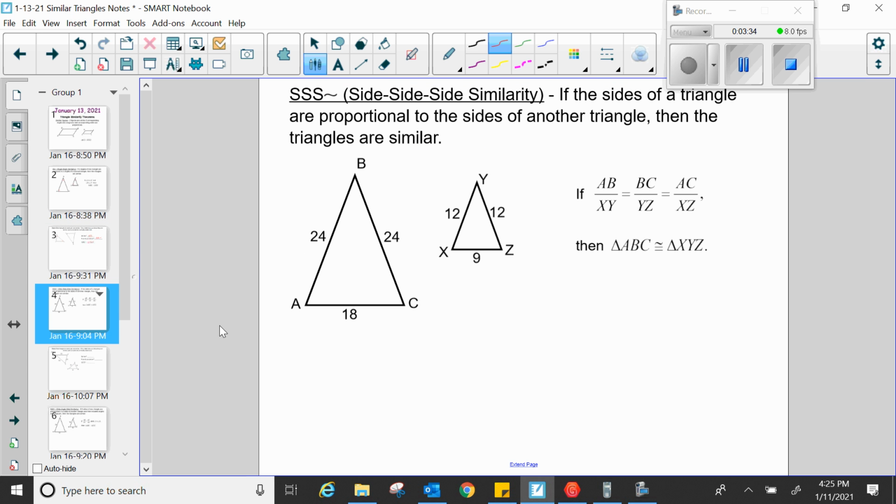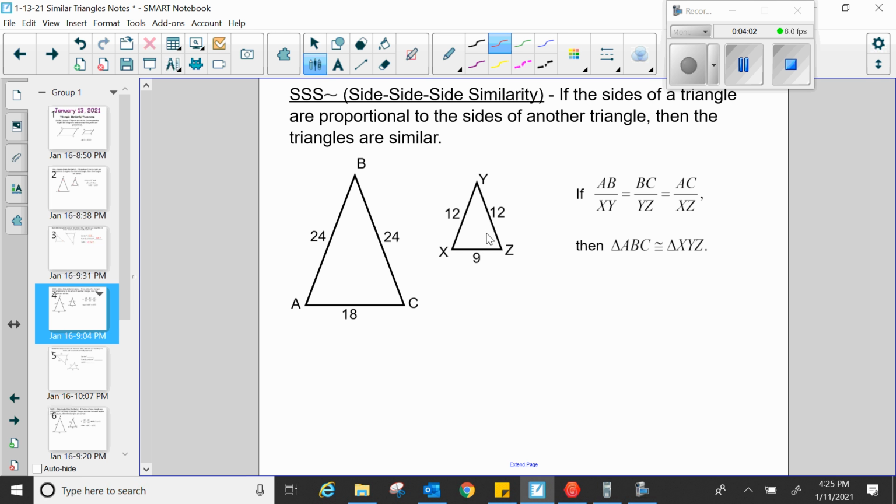The next similarity theorem that we have is side-side-side similarity. So I know we've seen side-side-side congruence before. That said, if three sides are equal to three sides of another triangle, then they're congruent. The difference here for side-side-side similarity says not if all three sides equal the other three sides, it's if all three sides are proportional to all three sides.